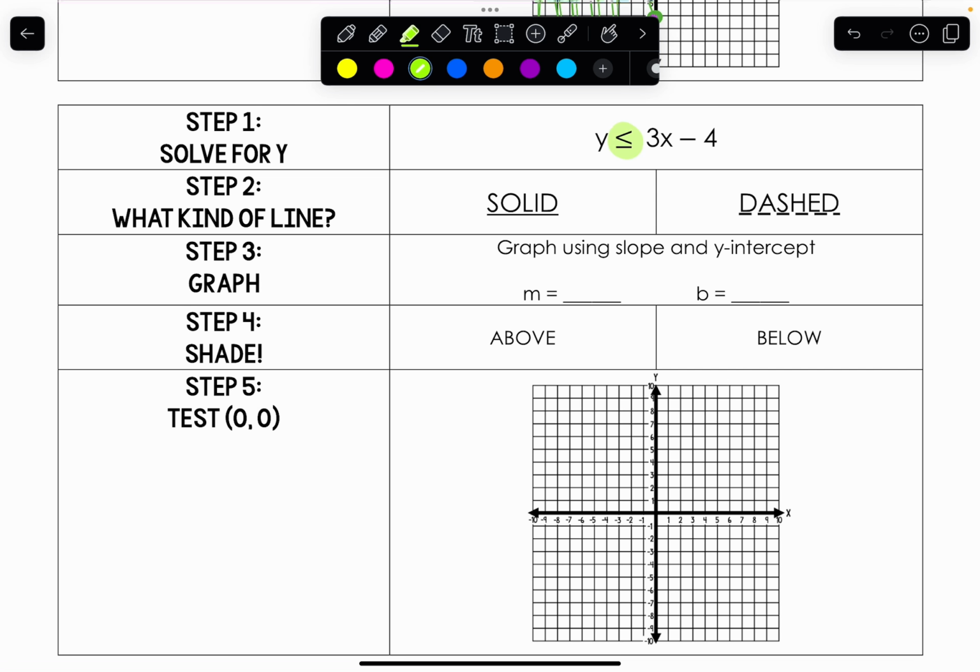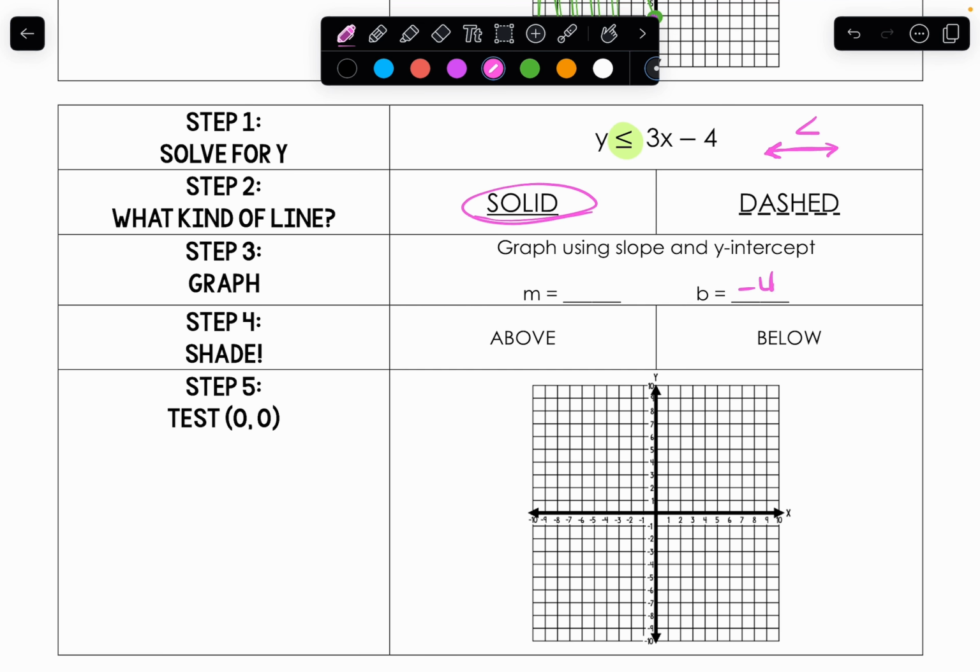Look at the inequality. This time the inequality is underlined. One way to remember that an underlined inequality, or when the inequality is equal to, you can think of it this way: the underlined line is a solid line. So you're going to use a regular line, solid.